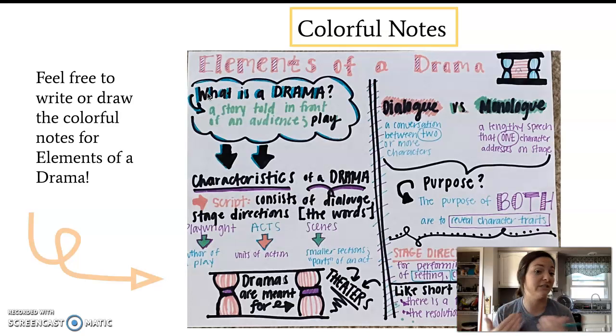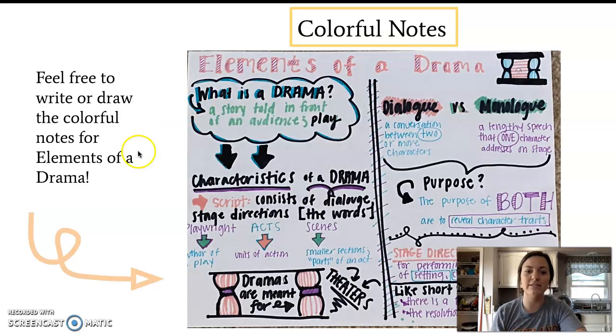Now, there are some characteristics of a drama that we need to talk about. A script is everything written down. It has the characters, it has all the acts and the scenes, so it's basically the entire piece. The script has dialogue and stage directions. Now, there are three important words that are probably new to you. Maybe you're familiar with them, that's okay.